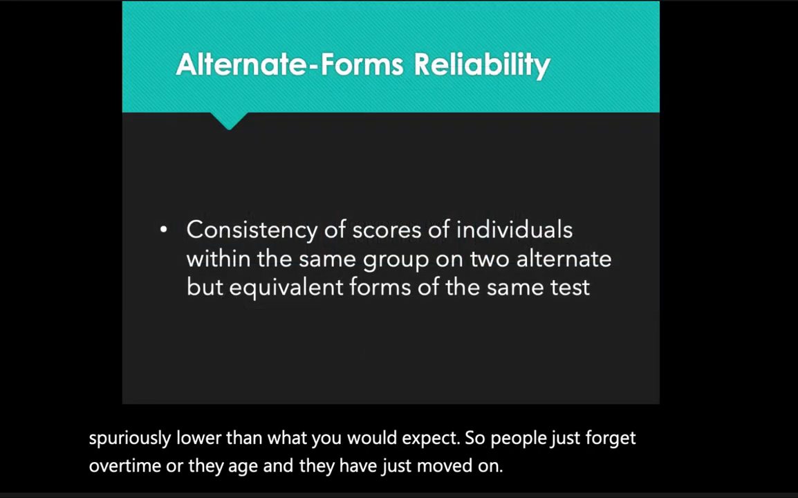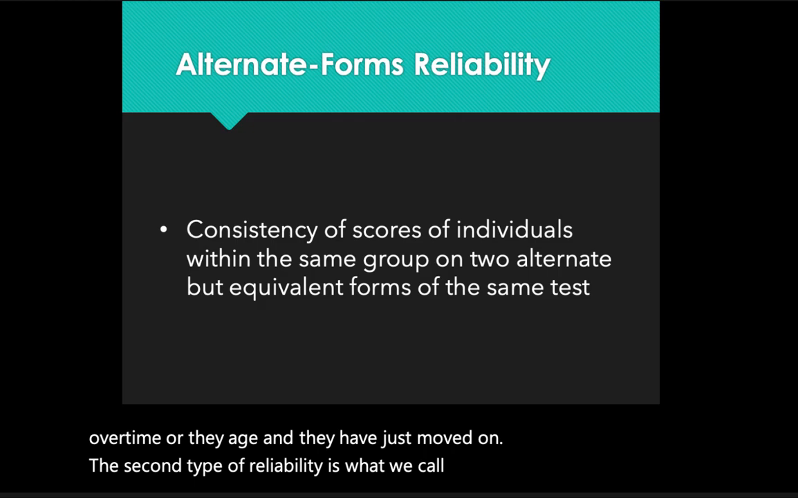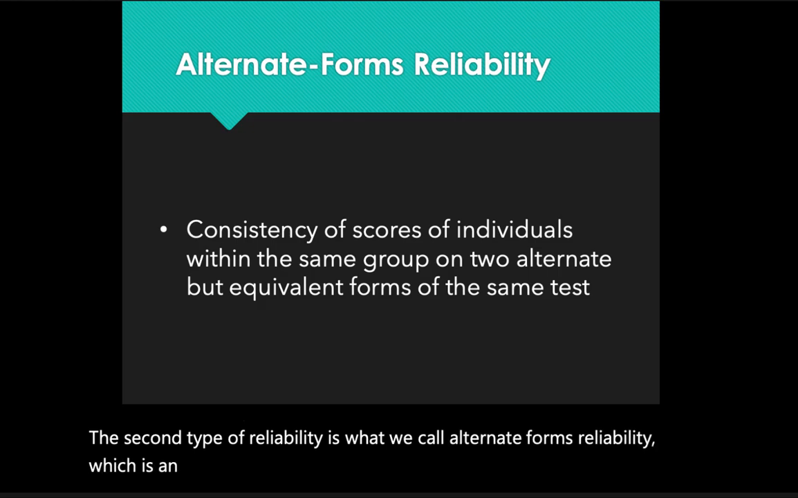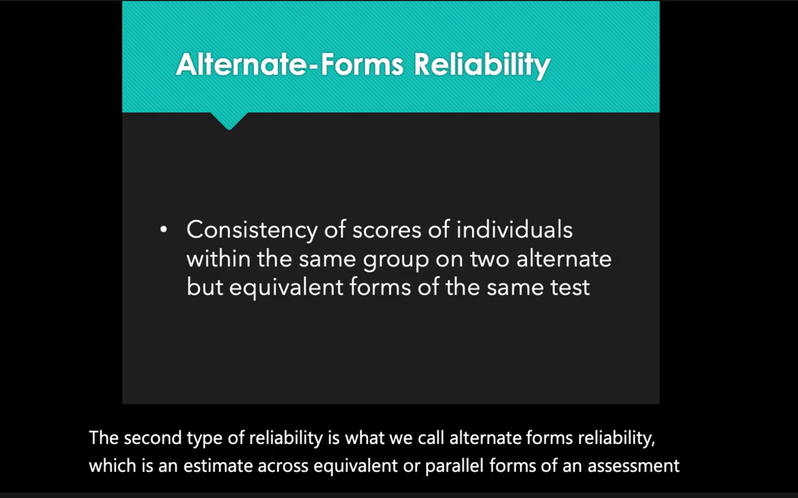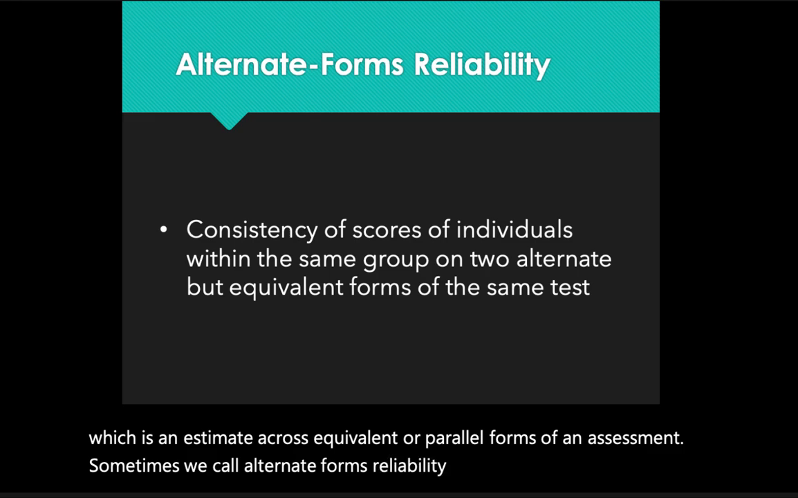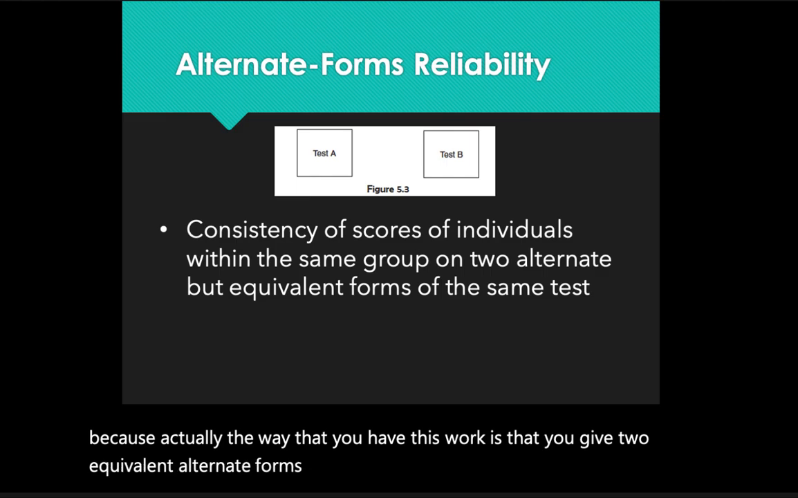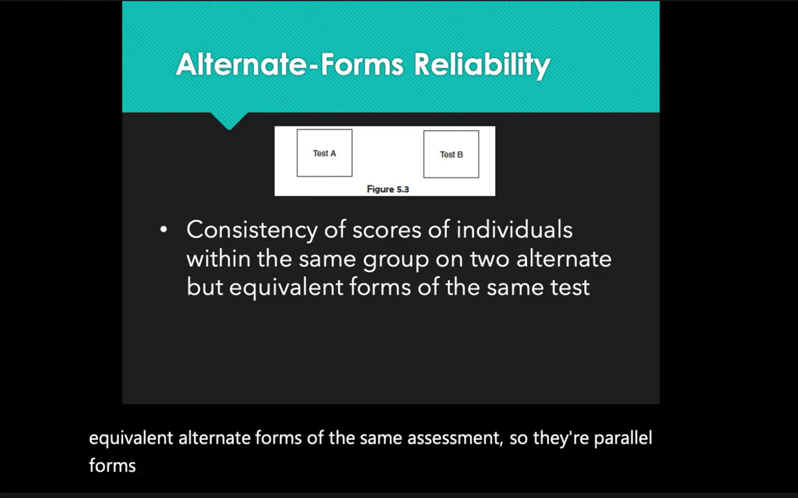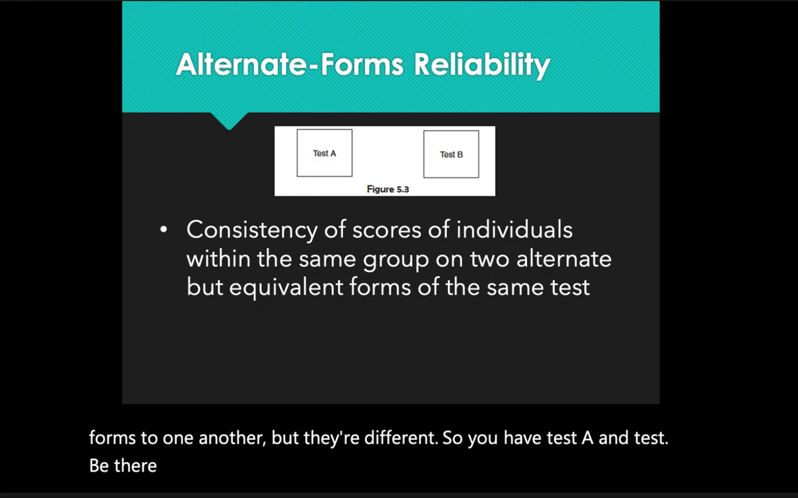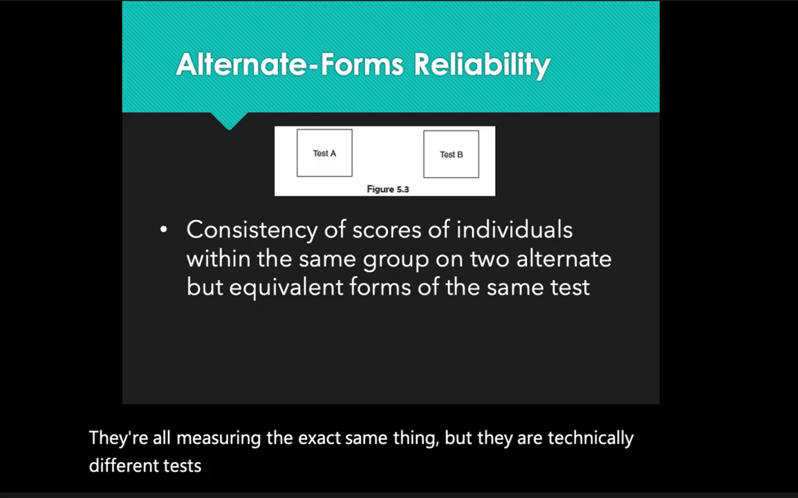The second type of reliability is what we call alternate forms reliability, which is an estimate across equivalent or parallel forms of an assessment. Sometimes we call alternate forms reliability parallel forms reliability. The way that this works is that you give two equivalent alternate forms of the same assessment. They're parallel forms to one another, but they're different. So you have test A and test B. They're all measuring the exact same thing, but they are technically different tests because they're asking the questions in different ways.